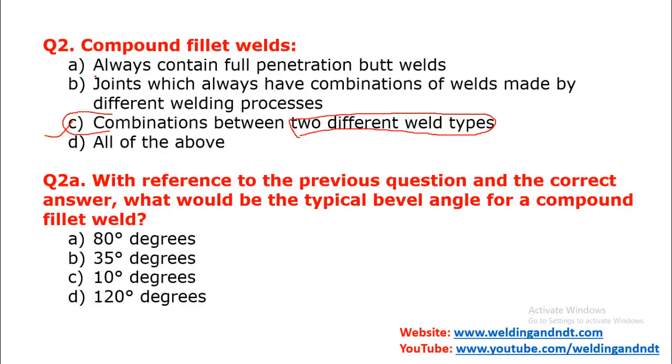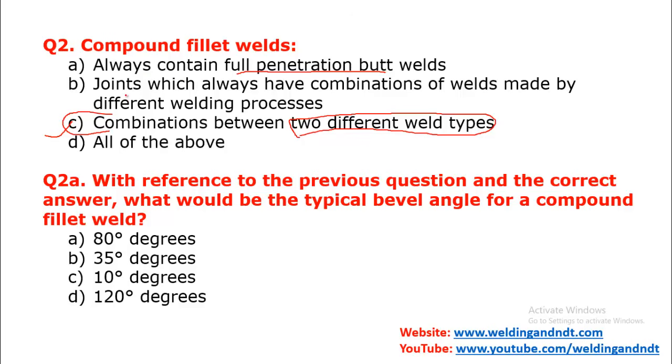Now, if we talk about option A, they have written always contain full penetration butt weld. This is not true, because it can be full penetration, it can be partial penetration, or end of fillet weld. So this is not correct.